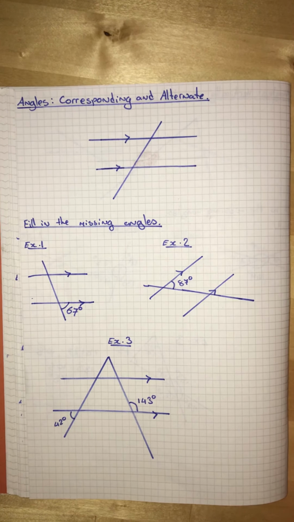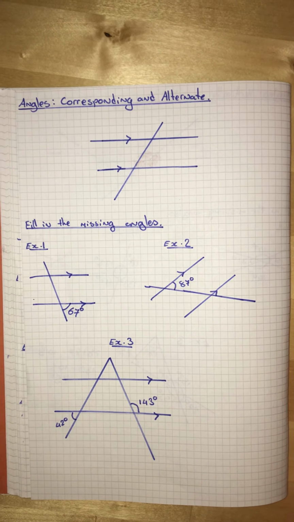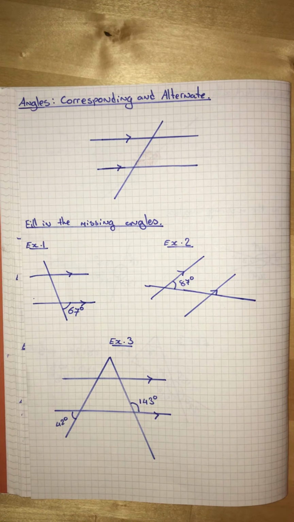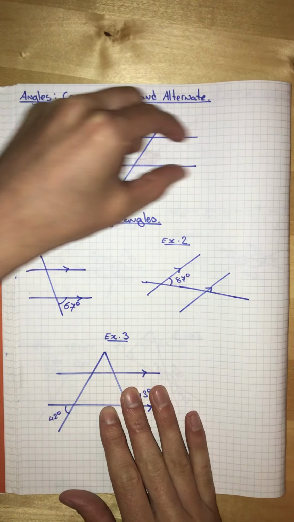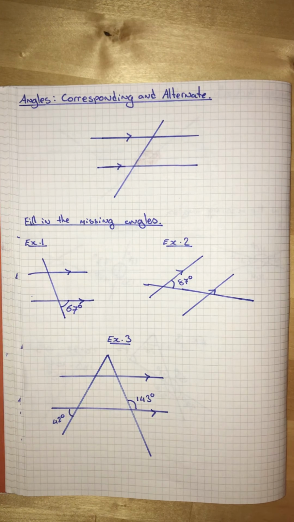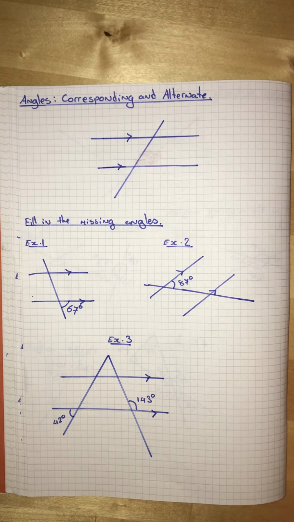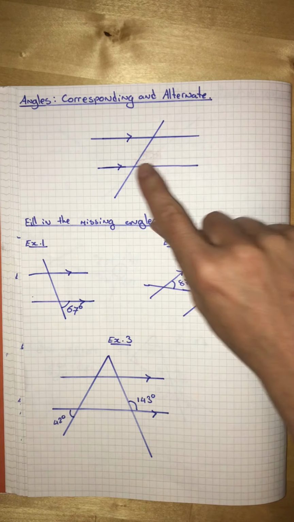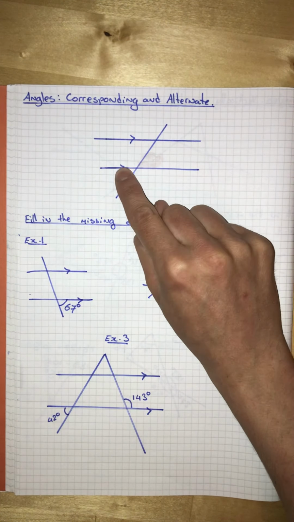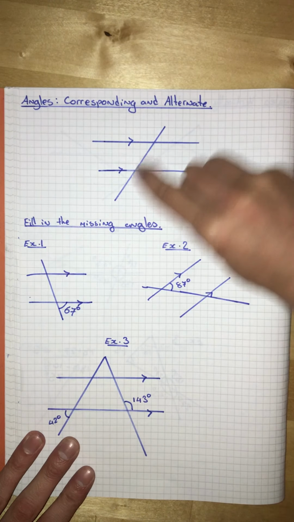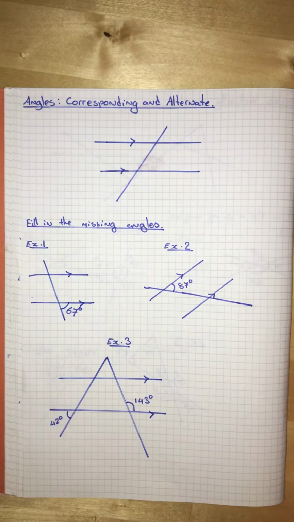So in this video, we're going to learn about corresponding and alternate angles. And these happen when we have two lines which are parallel. Parallel means that these two lines will never meet. And we can tell that these are parallel because they've got these two symbols there, which means that these two lines are parallel. And then they have a line intersecting them like this.